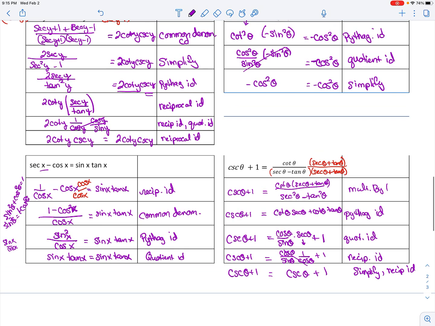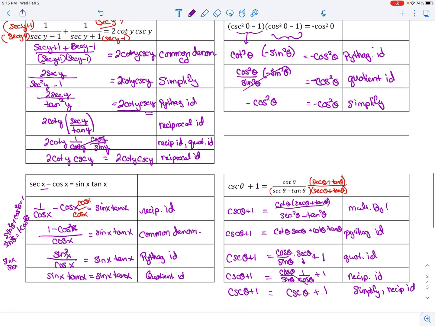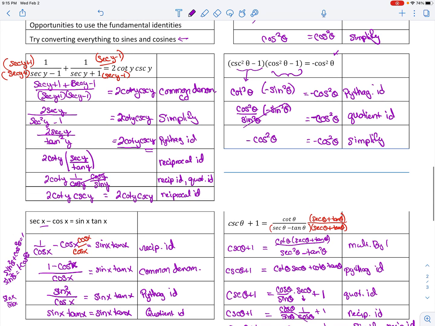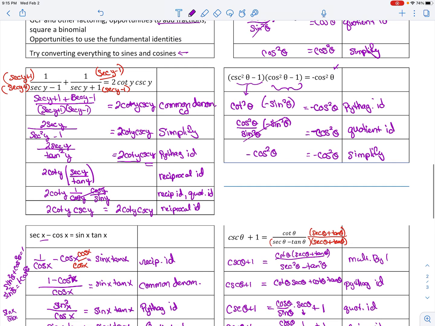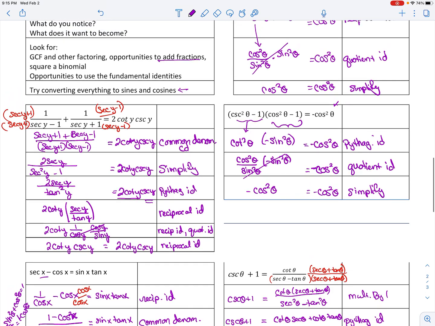So I hope this helps. Please repeat, rewind, go back, re-listen, try it on your own, stop, pause the video if you need to, see if you can figure things out. Maybe you can find an alternate way to do one of these problems.